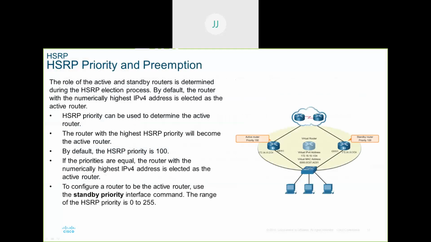HSRP uses an election process to determine which router is the active router and which is the standby router. By default, the router with the highest IPv4 address is elected as the active router. However, if an administrator wants to specify which router is active and which is the standby, that can be configured by specifying the standby priority for each router. The router with the highest standby priority becomes the active router.